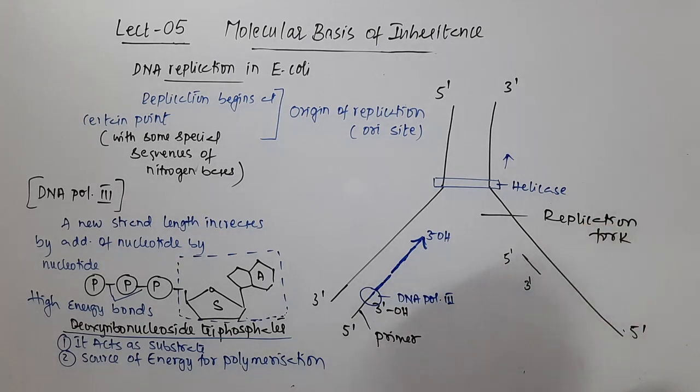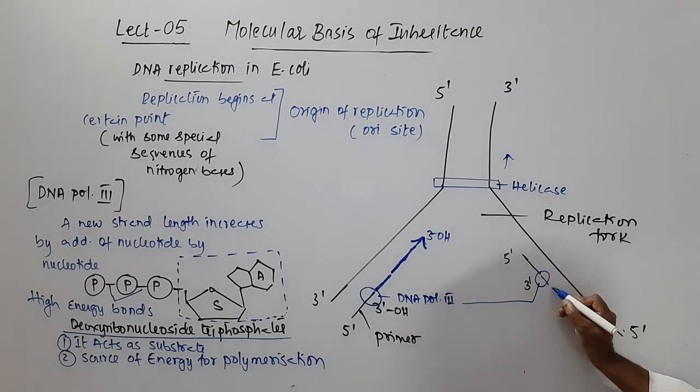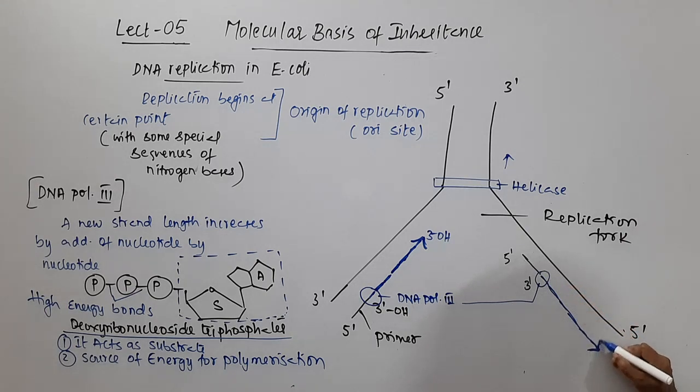Now the DNA polymerase 3 binds up here, so this is the DNA polymerase 3, and it starts adding nucleotide by nucleotide, and this is how, okay, so this is the 3 OH and you get clear.